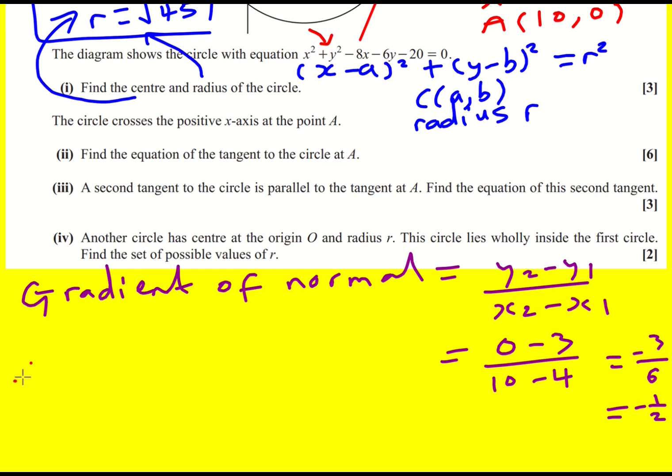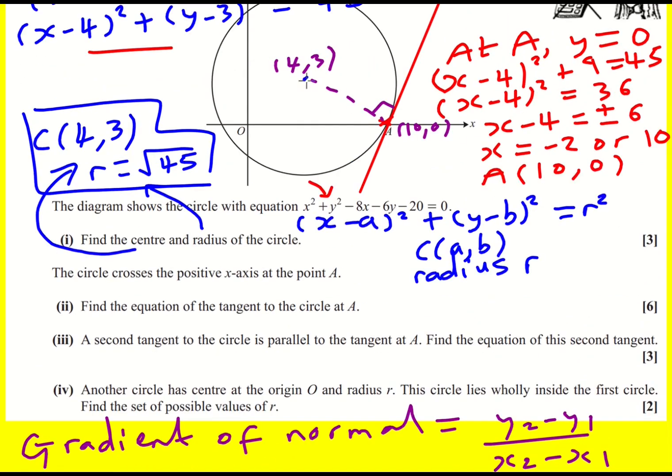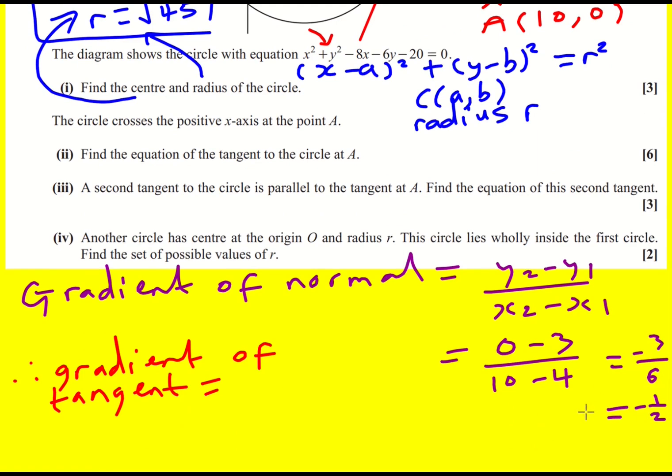And therefore, the gradient of the tangent, because they're at right angles, means that they will be negative reciprocals of one another, or equivalently, they will times together to give minus 1. So it's going to be 2.